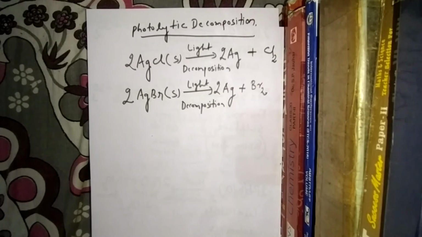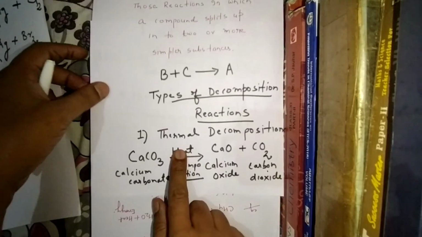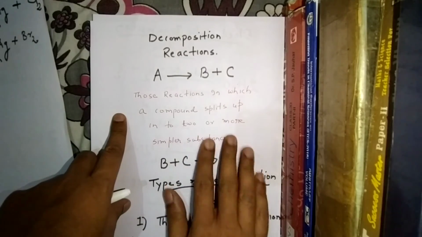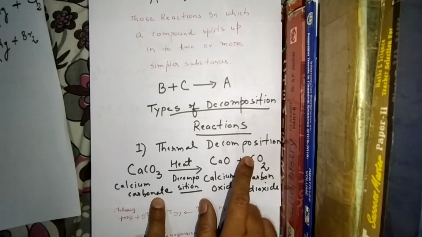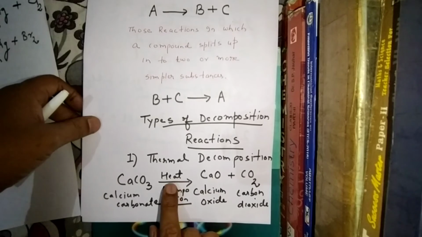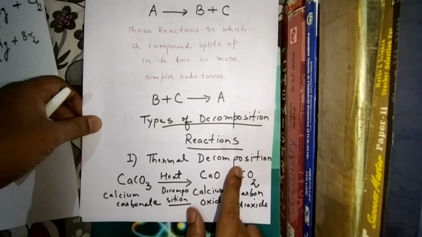When decomposition reaction takes place with the help of heat, it is known as thermal decomposition reaction. वो आप पढ़ चुके हैं thermal decomposition reaction के example. ओके, डिकम्पोजिशन रिएक्शन आपको मैंने अच्छे से समझा दिया है. उसके बाद टाइप्स ऑफ डिकम्पोजिशन रिएक्शंस में आप थर्मल डिकम्पोजिशन समझ गए. सो थर्मल डिकम्पोजिशन रिएक्शन में when decomposition reaction takes place with the help of heat, such type of decomposition reactions are known as thermal decomposition reaction.